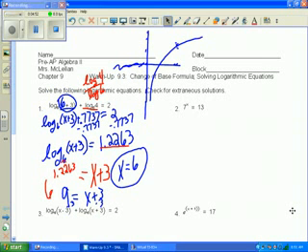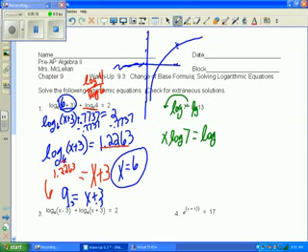It's different than number 1. The variable is located up in the exponent. So I'm going to take this guy down out of the exponent by logging both sides, and then that allows me to bring this x down. So x log 7 equals log 13.